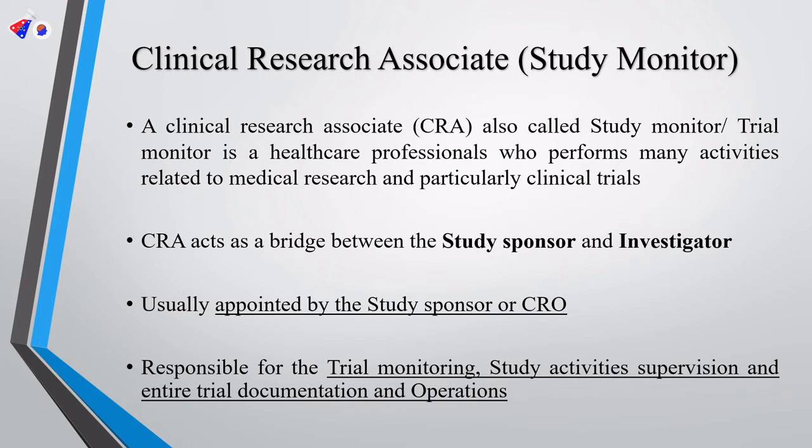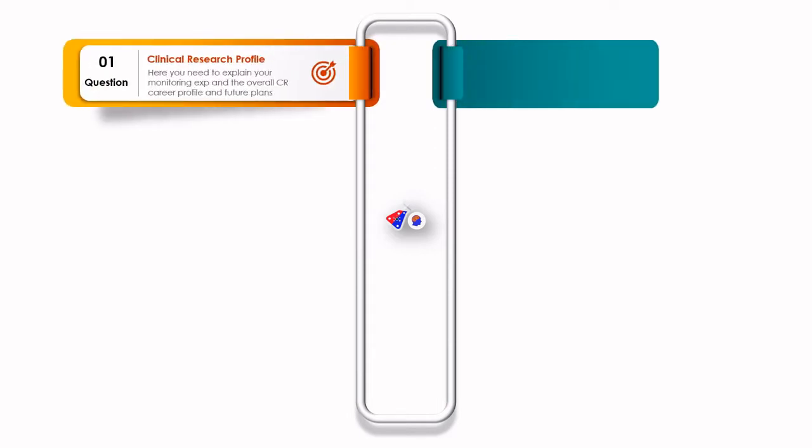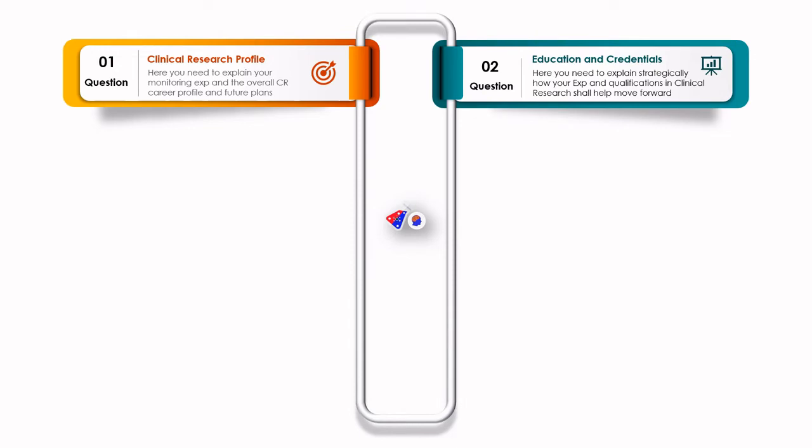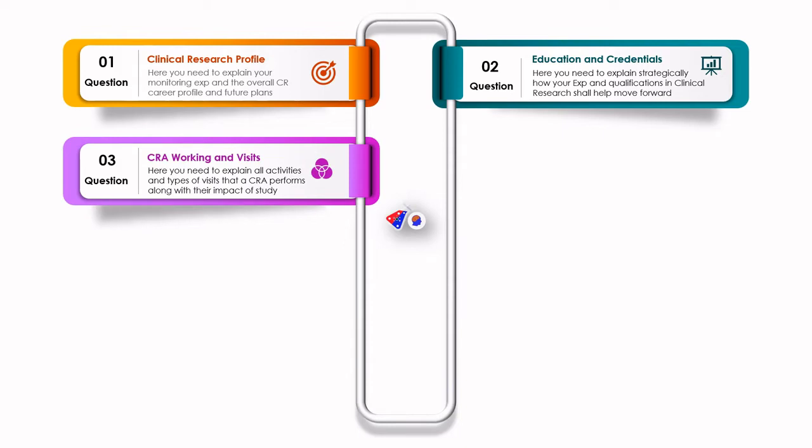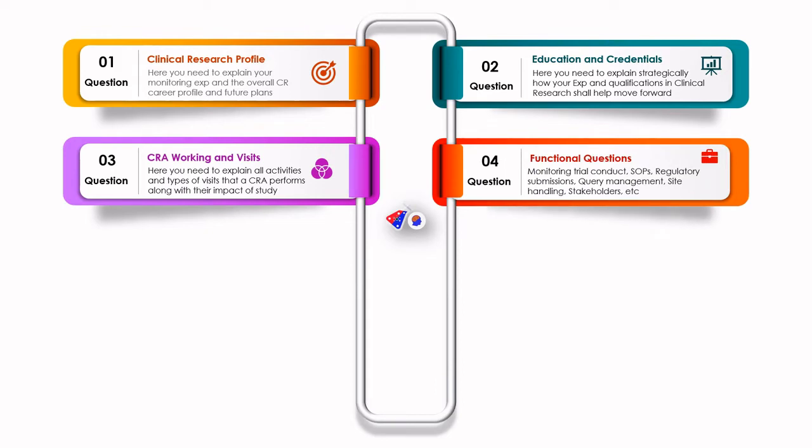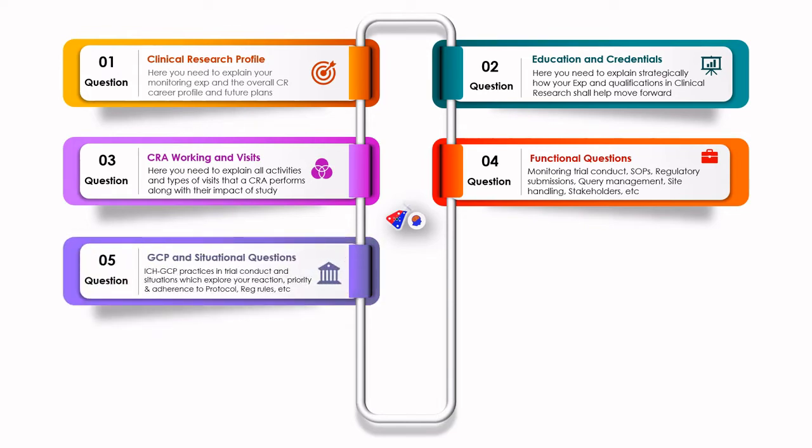So this is again the glance of the role of a CRA and what a CRA is. If you need to study, please pause this video and have a look. In the last video, we saw how to explain your clinical research profile. Then we saw what educational credentials and qualifications you need to explain. We also saw how a CRA's working is explained and the kinds of visits. And finally, we saw the functional questions that a CRA can get. Now let's move on and see the next question, which is regarding GCP and situational questions.